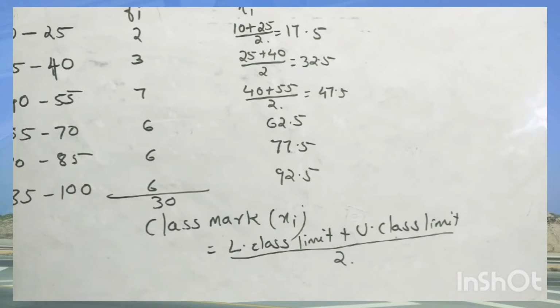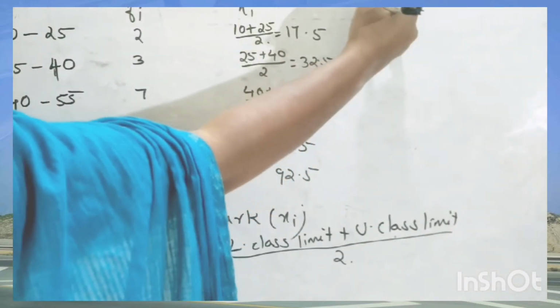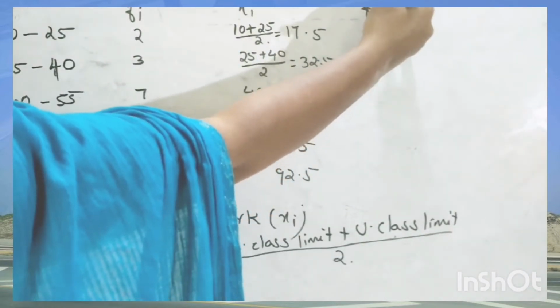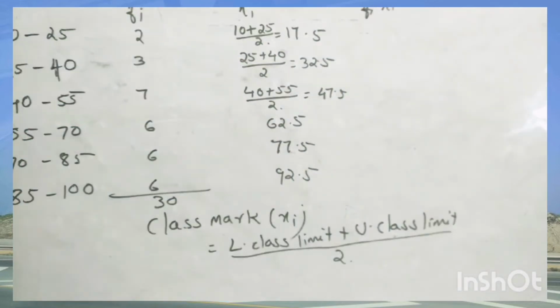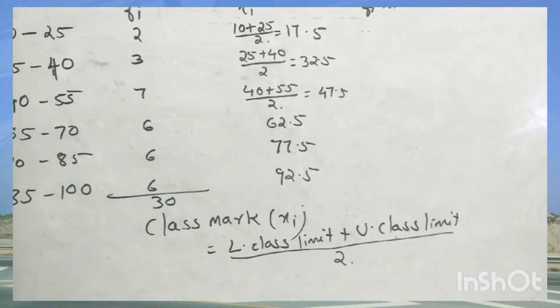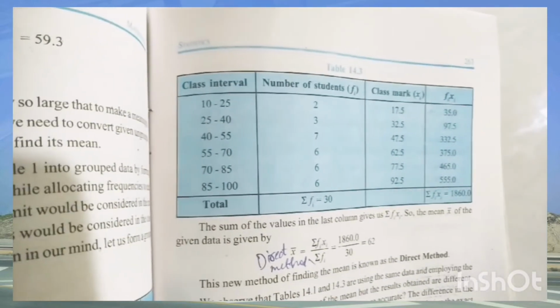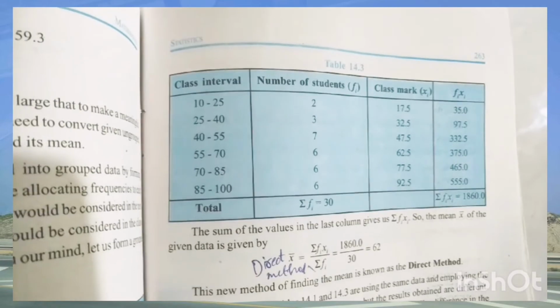So now we got fi and xi, so the direct method we can apply. If you want to apply the direct method, the next step is we need to find fi xi. So second column into third column, that we will get fi xi. Just look at this table, what is given in your textbook.